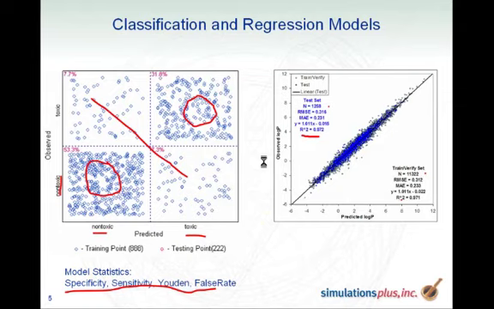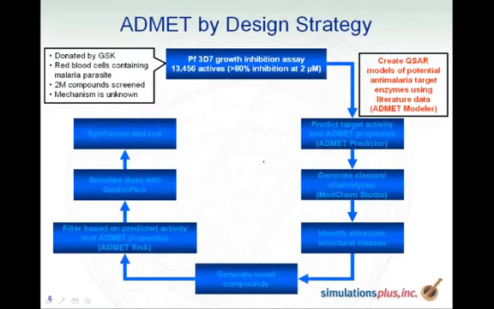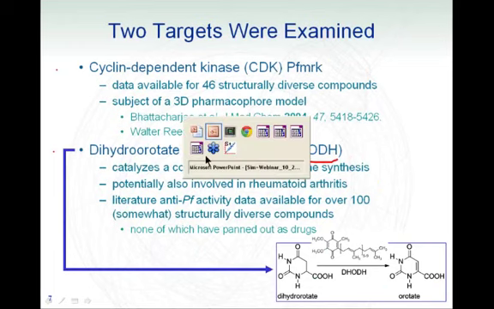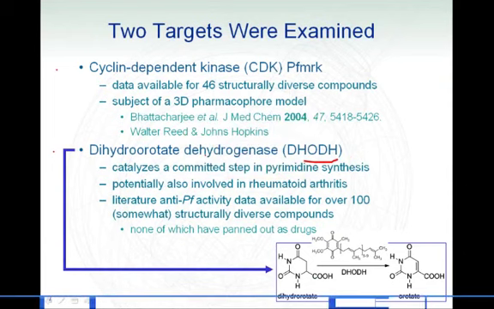Okay, so going back to our design process, our overall strategy, the first step is to create QSAR models of potential anti-malarial targets. There were 2 literature targets we looked at. One was cyclin-dependent kinase for the parasite, and the other was dihydroorotate dehydrogenase, or DHODH. Okay, and so I'd like to illustrate how ADMET Predictor can quickly create a model of DHODH.